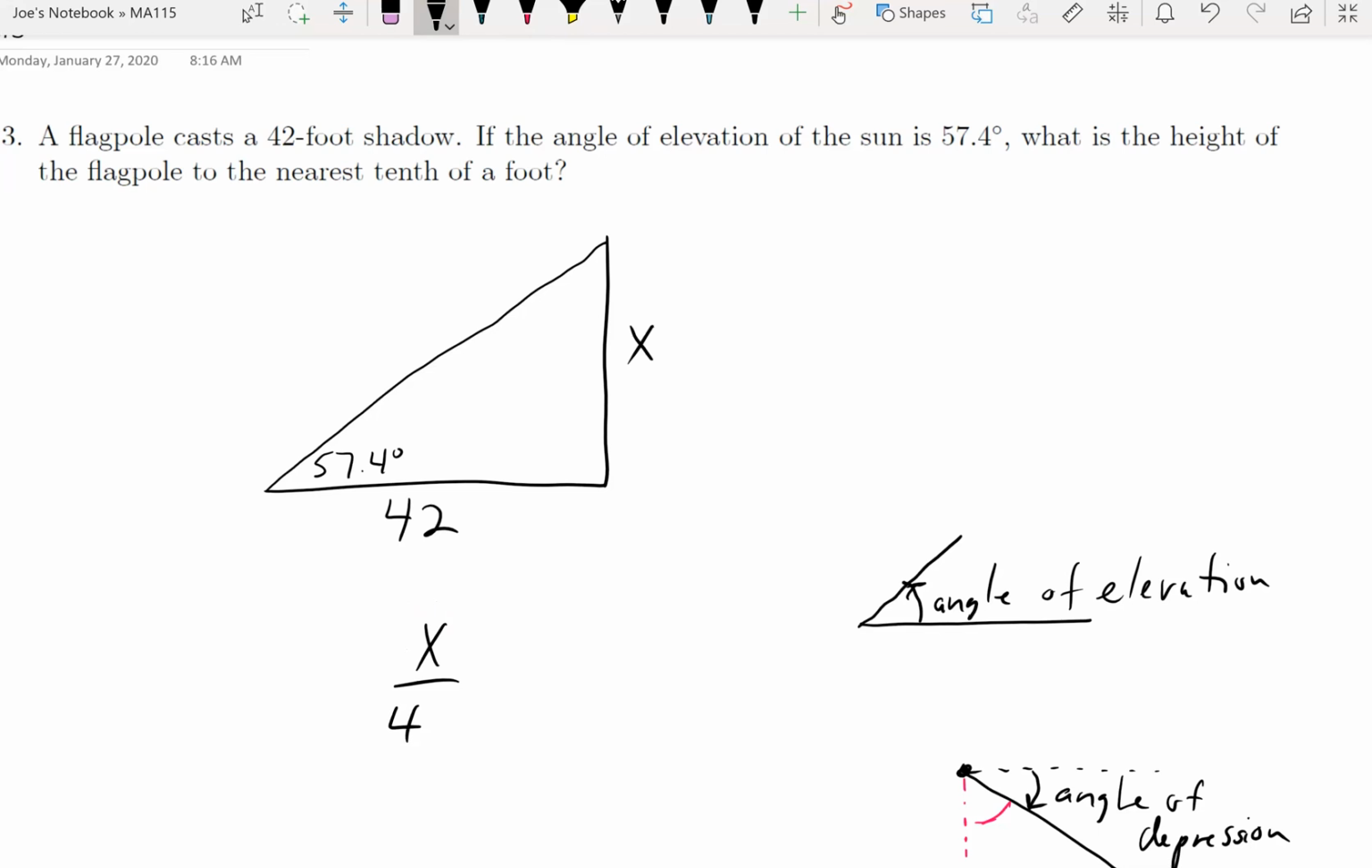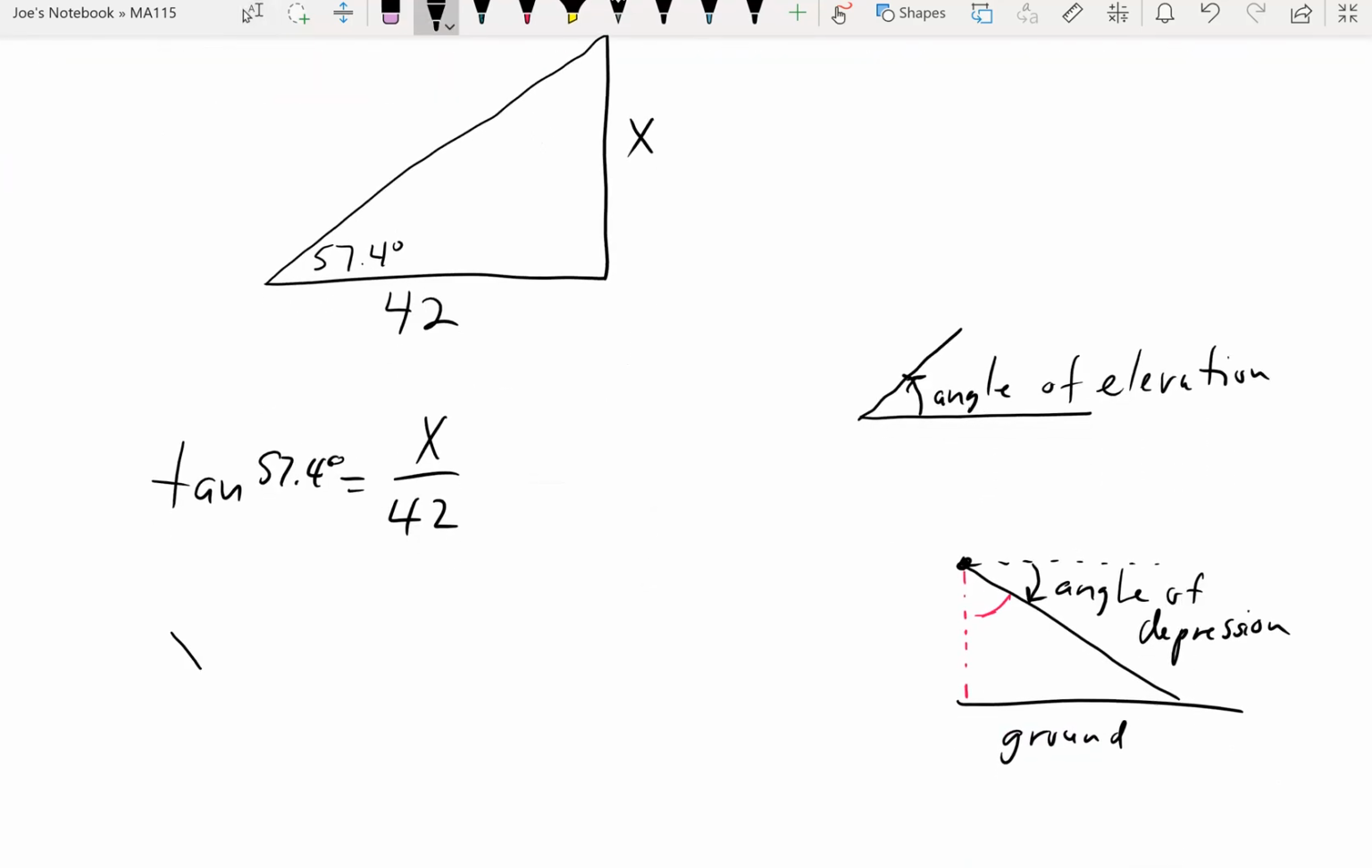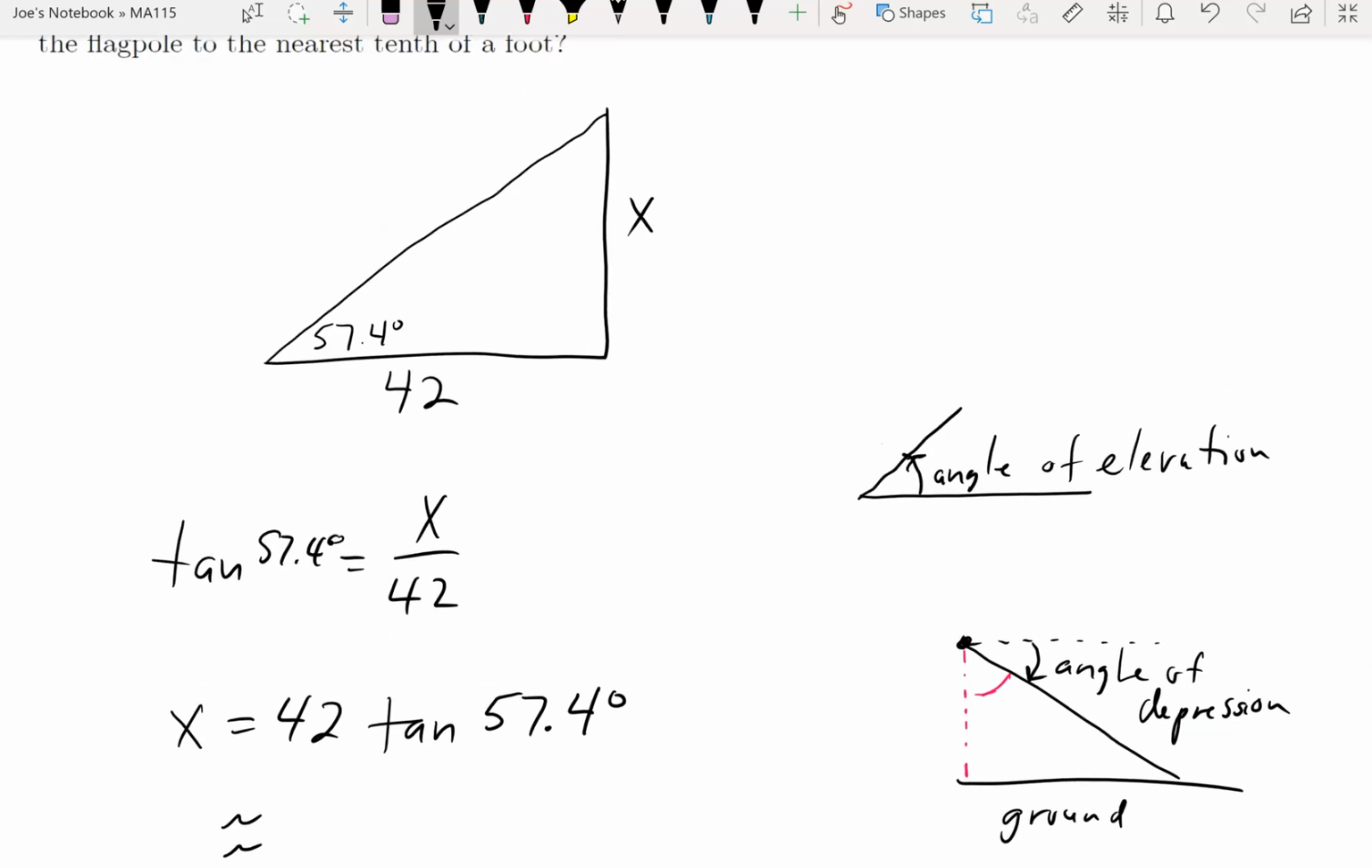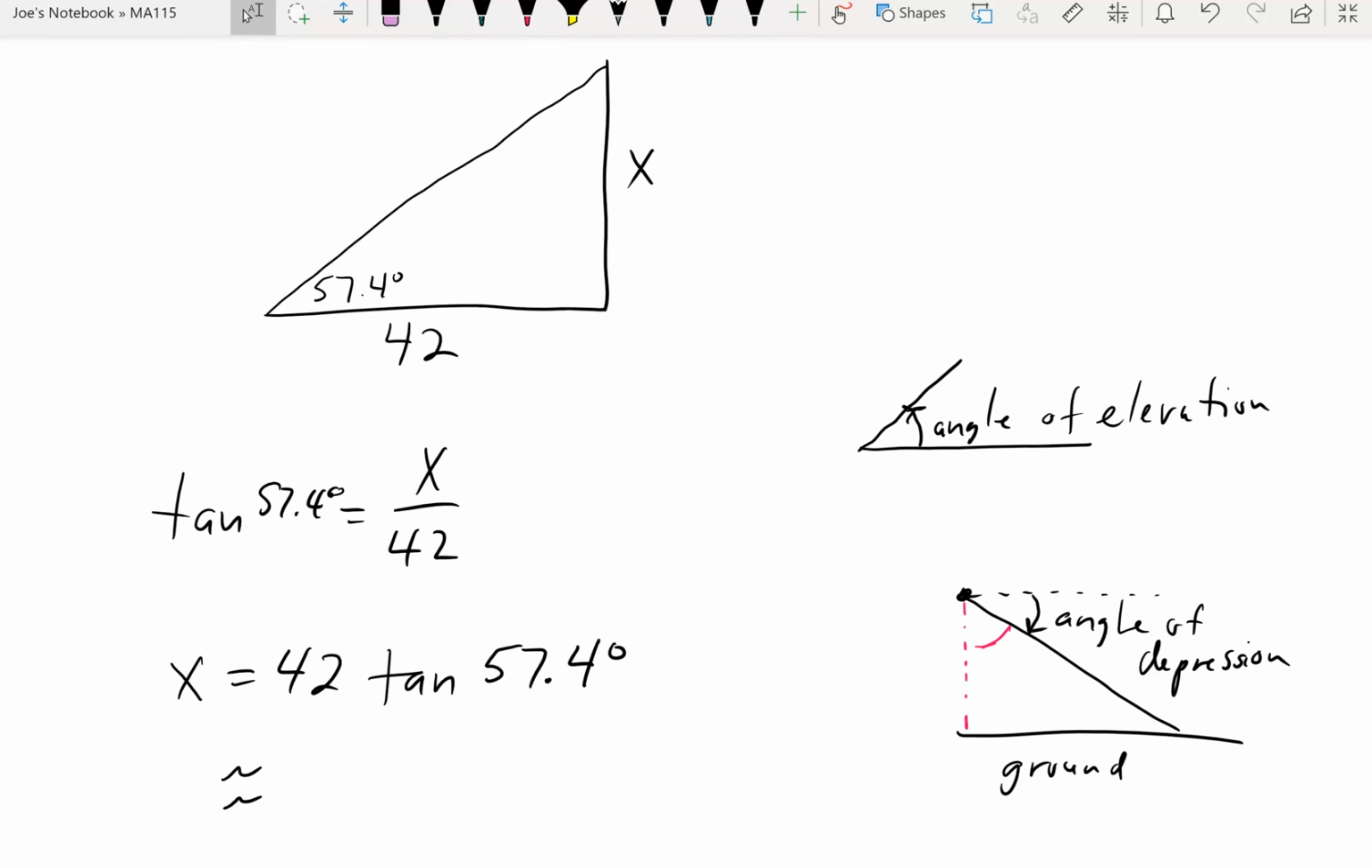x over 42, what does that have to equal? The tangent of the angle, the 57.4 degrees, right? Good, you multiply the 42 on both sides. This problem says nearest tenth of a foot. So if you put that in your calculator to the nearest tenth, what do you get? 65.7, is that what you said? Yeah. Okay. And that'll be feet. We okay with that one?